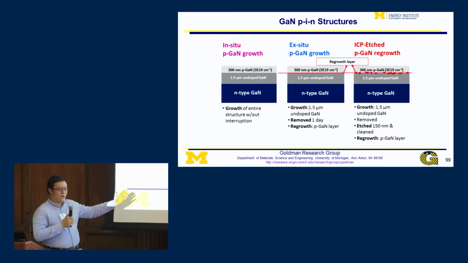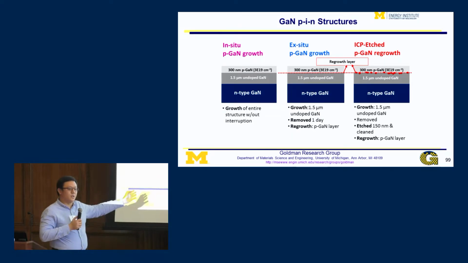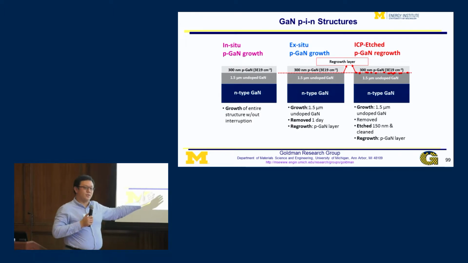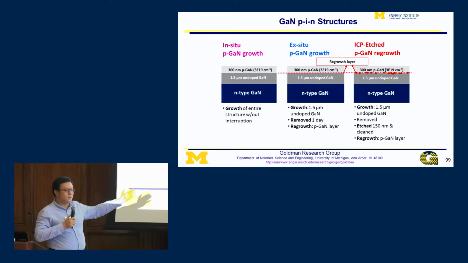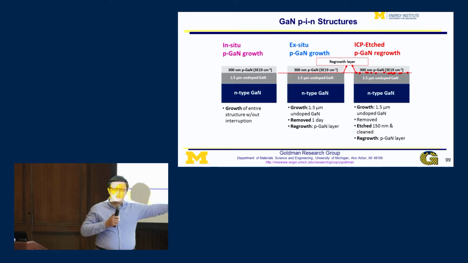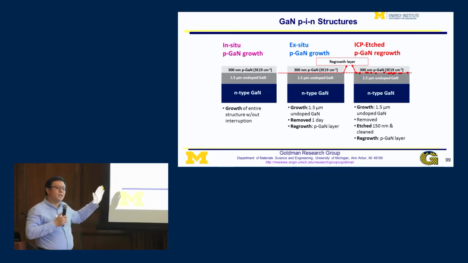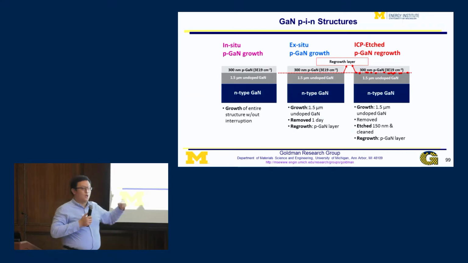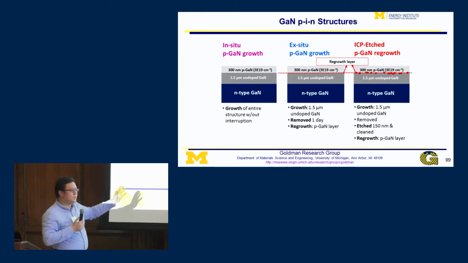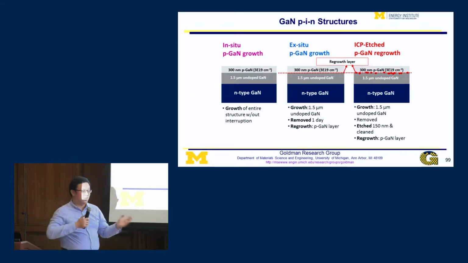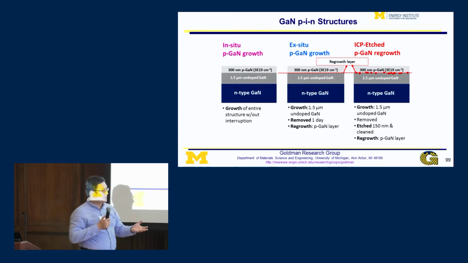So we have these structures made similar to diodes. We make them in three different methods. The first is called in-situ, the next is called ex-situ, and the third is called etched. Why is it called in-situ? We grow the whole structure without any interruptions in the chamber throughout the time. That means there will be less contamination or less interaction from the outside.